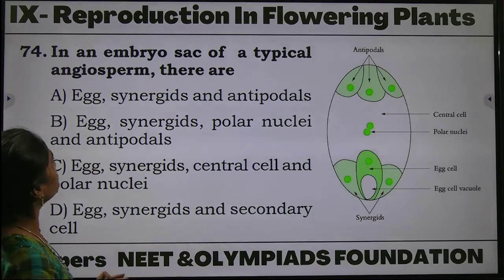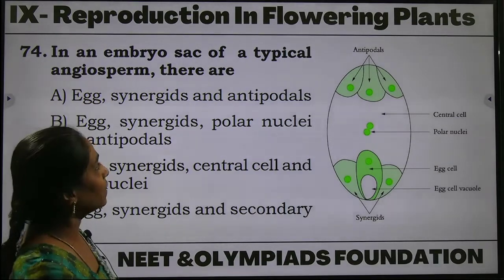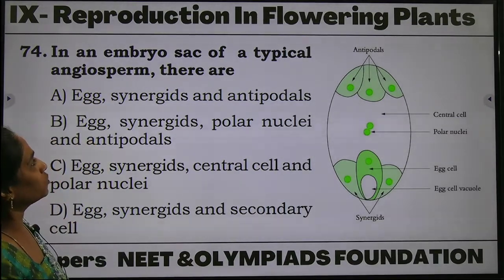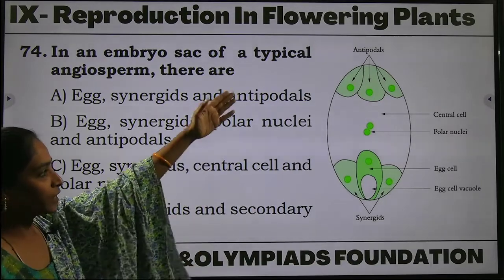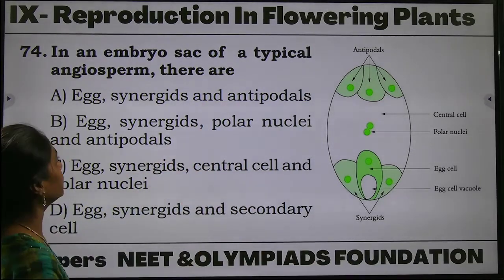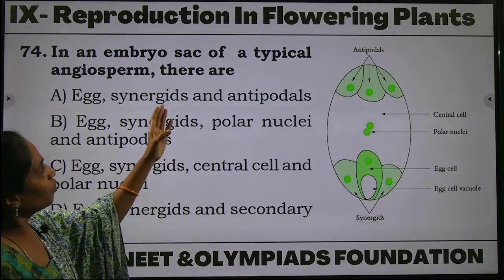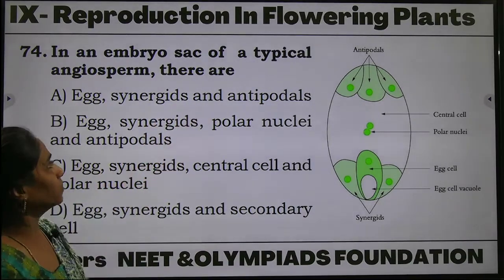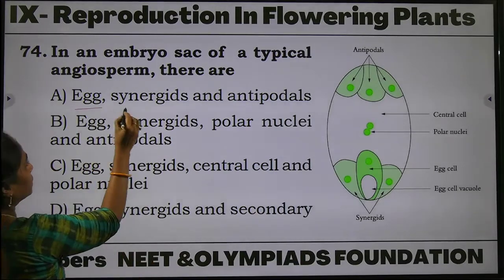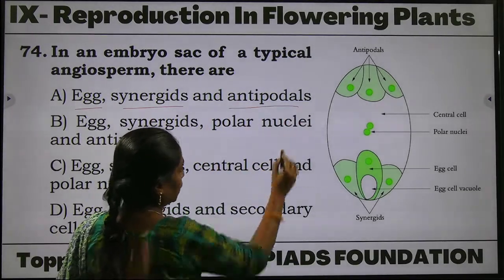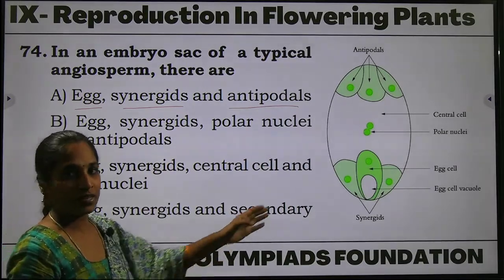Coming to the next question, in an embryo sac of a typical angiosperm there are, so what are the types of cells? Count of the cells he is asking here. So type of cells, not the count. In an embryo sac of a typical angiosperm there are eggs, synergids and the antipodals. So before going to the options, let us see the picture over here.